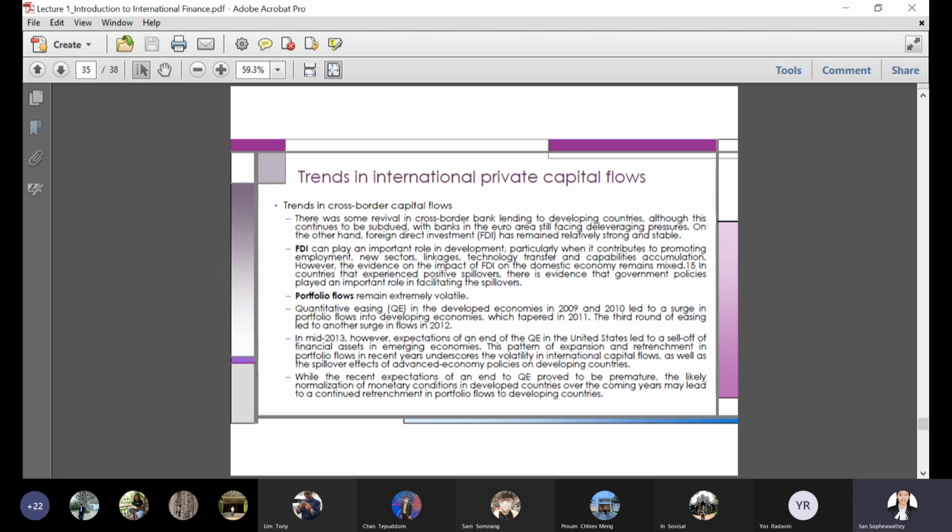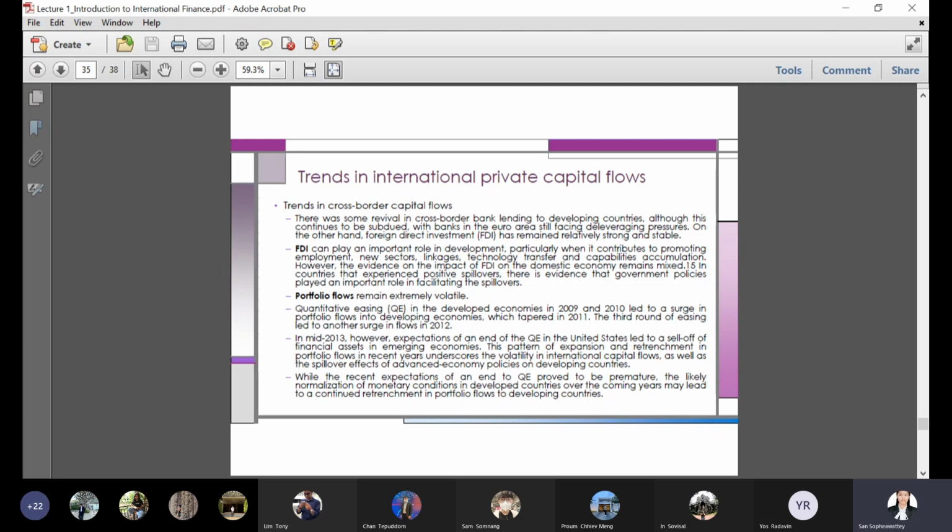Although some banks in the euro area are still facing deleveraging pressures, the foreign direct investment, the FDI, remains relatively strong and stable for those developing countries. It plays an important role in development, particularly because it contributes to promoting employment, new sectors, linkages, technology transfers, and capability accumulation.